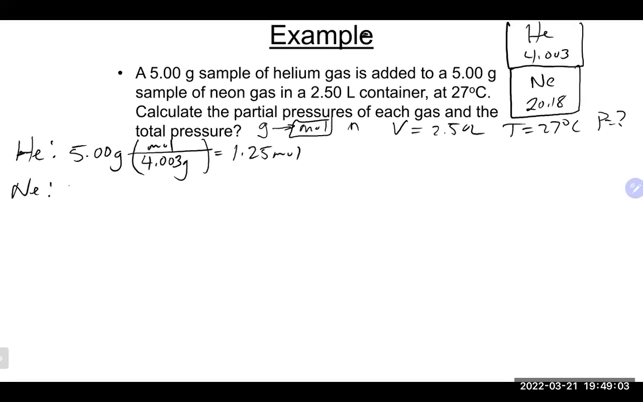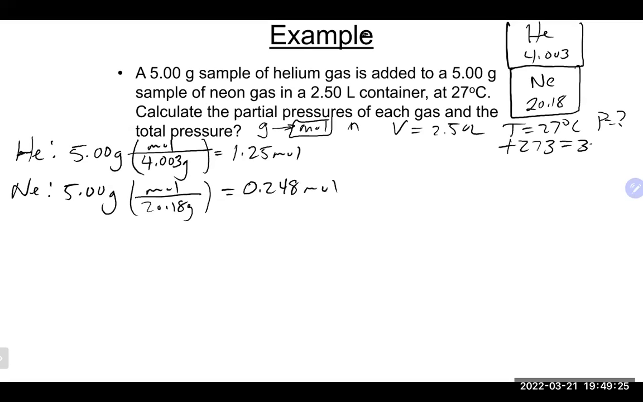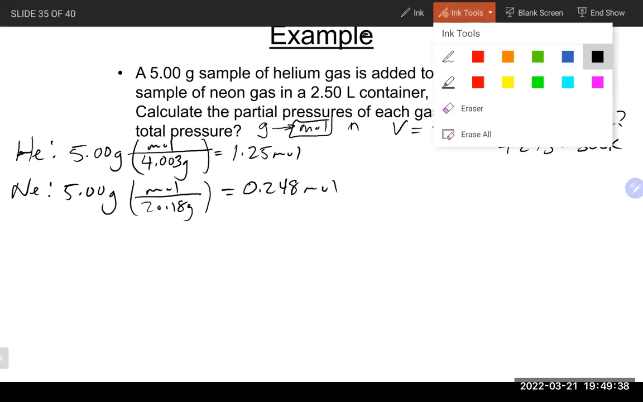We would also, while we're here, do it for neon. So neon was also 5 grams, but we want to obviously use the molar mass here for neon, which is 20.18 grams per mole. That gets us 5 divided by 20.18, looks like 0.248 moles. While we're at it, we also need to add 273 to our temperature to get it to Kelvin, which would be 300 Kelvin. Our volume is okay because it is in units of liters, which is what we need for the ideal gas law. So really at this point, we've got everything we need to solve.